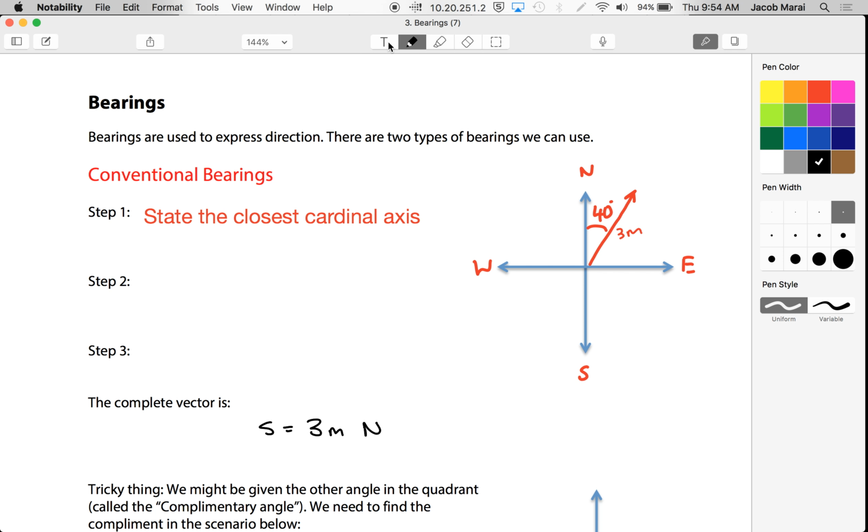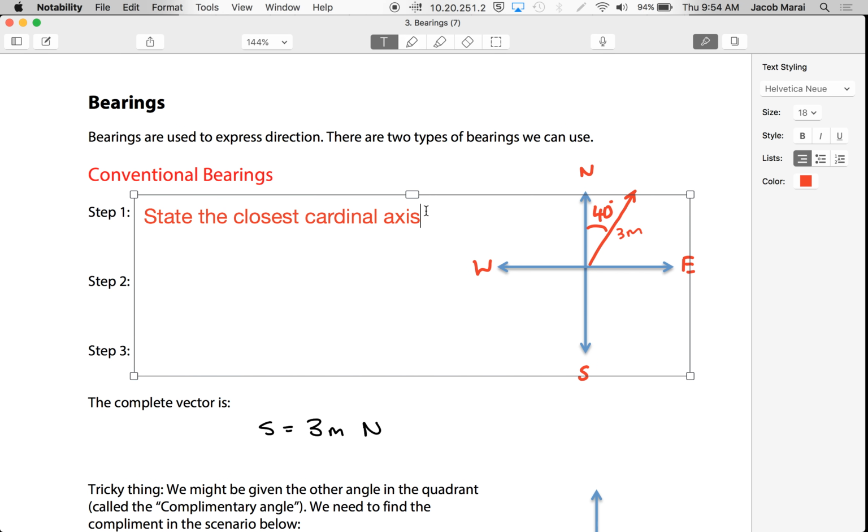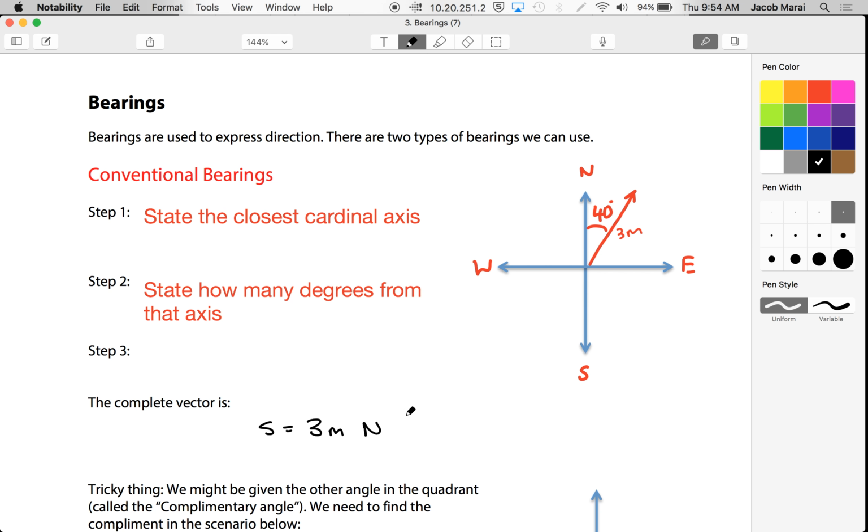The next step, you then describe how many degrees from that axis. And from this diagram we can see that it is 40 degrees. So we'll go down here and go north 40 degrees.